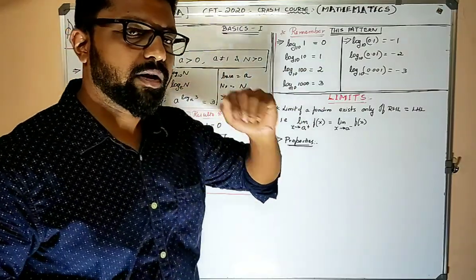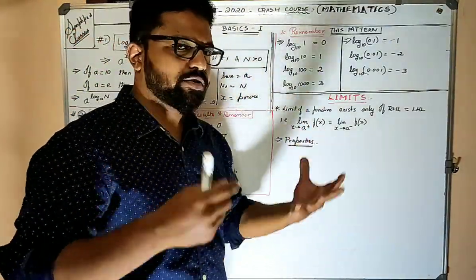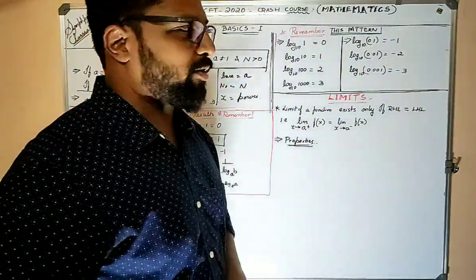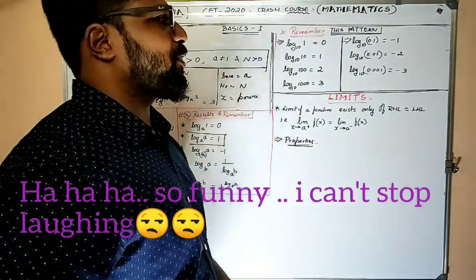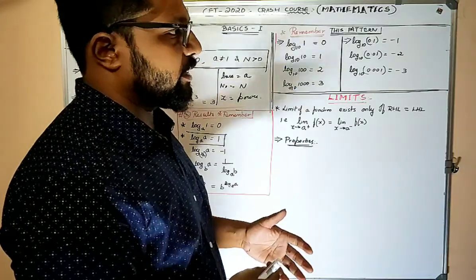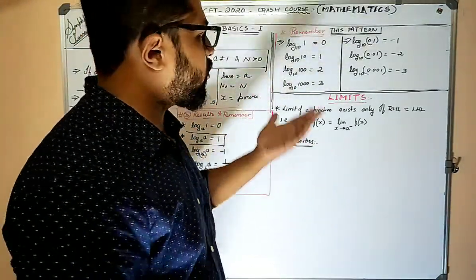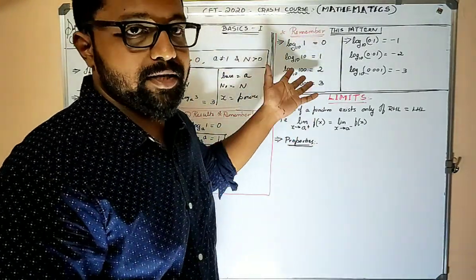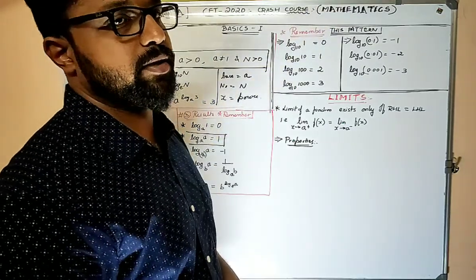Click a picture in your brain. Click a picture through your eyes and store it in your brain, not in your phone. Okay? So this pattern should be stored in your brain. When needed, you will understand where I can apply this particular thing when the question comes into the picture.